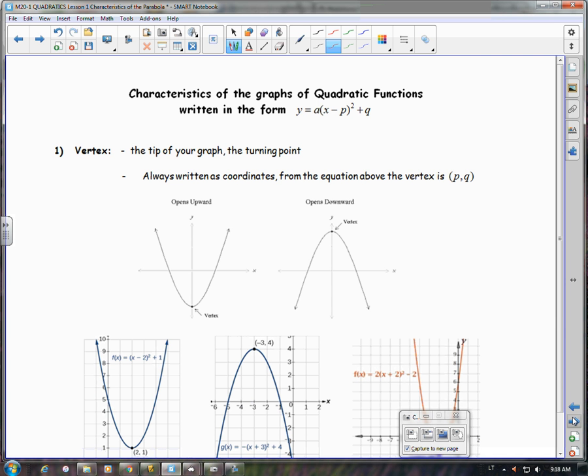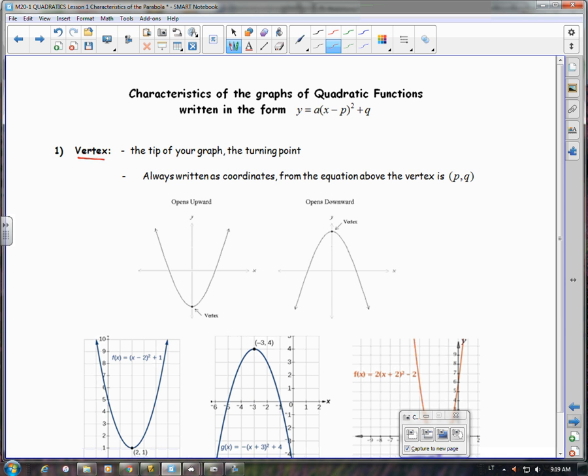So, top of the next page. Characteristics of the graphs of quadratic functions written in, so now this is written in vertex form. Now the reason they call it vertex form is, well, what is the vertex? Well, the vertex is basically that tip of your graph, the turning point. Vertex, in terms of geometry, is oftentimes the corner of something. When we talk about a triangle, it has vertices, and they're really like the corners. So this is kind of like the corner, except it's not sharp, it's rounded. So the vertex is the tip of the graph, or the turning point.